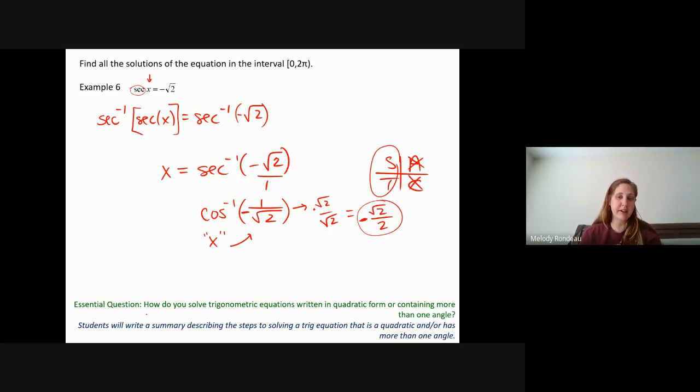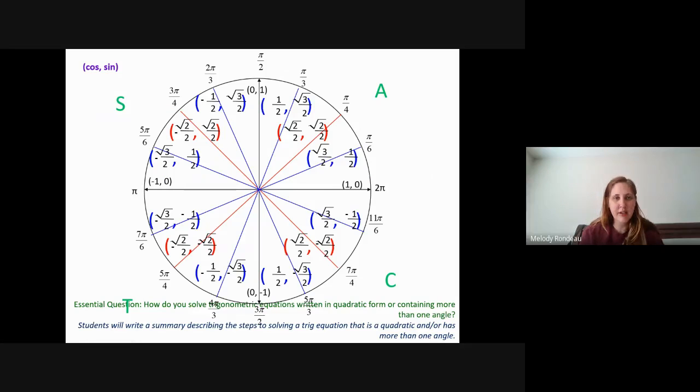Then if we go look for an x value that says negative root 2 over 2 in quadrants 2 and 3, we should find that. So an x value in quadrant 2 and 3 that's root 2 over 2, and it's negative. There we go. So now we have found it. We're looking at 3 pi over 4 and 5 pi over 4.